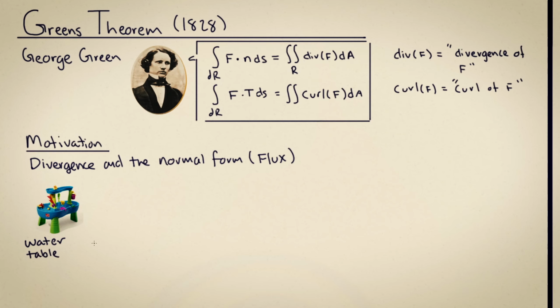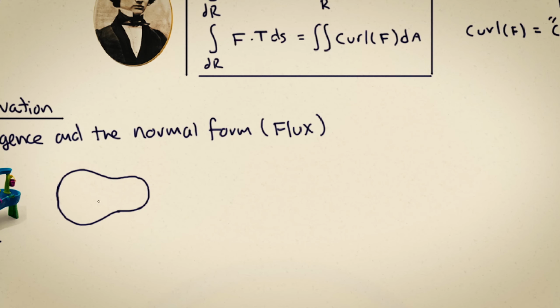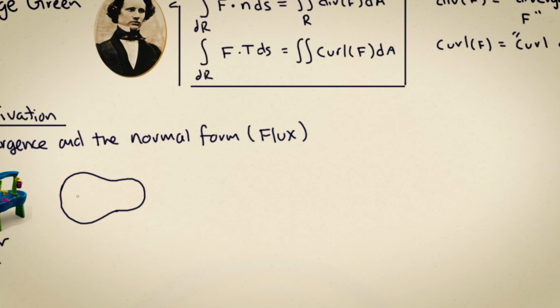So let's suppose that water was being pumped into the table at a rate of 5 liters per minute, and water was draining out of the table at a rate of 2 liters per minute. Obviously, there's more water being added to the table than there is being taken off of the table. So eventually the table will fill up and water will start to flux across the boundary of the table.